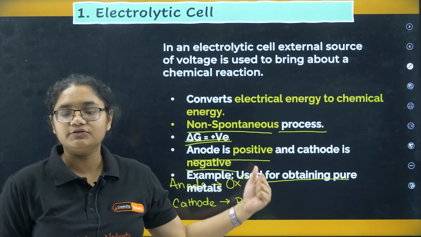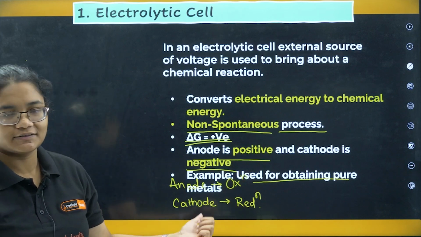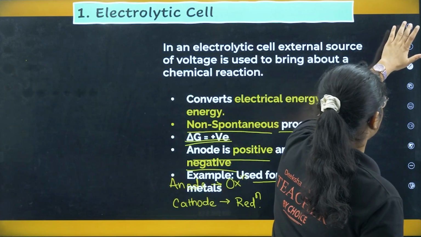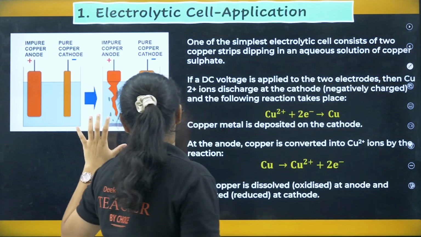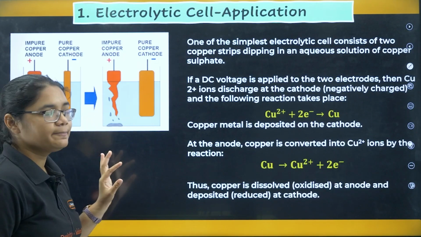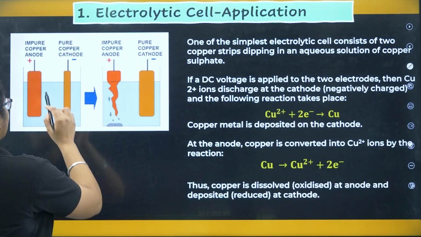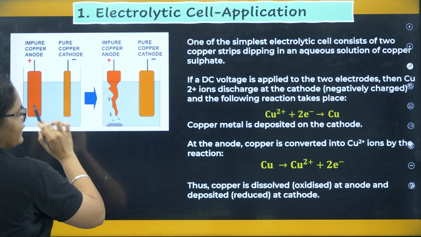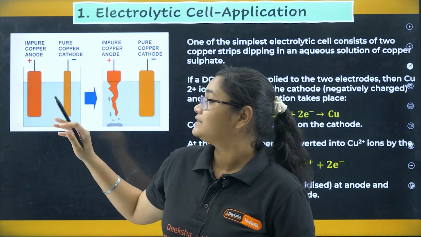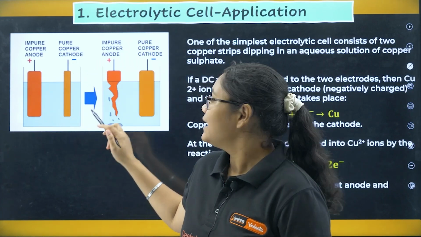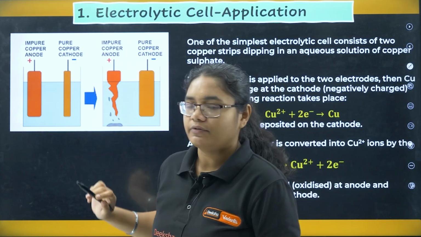Okay. So now we will see where electrolytic cells are used. It is used for obtaining pure metals. Now I will give a very good example of this one. It is generally used in the purification of copper. So what we do is, you take impure copper on the anode side and pure copper on the cathode side.